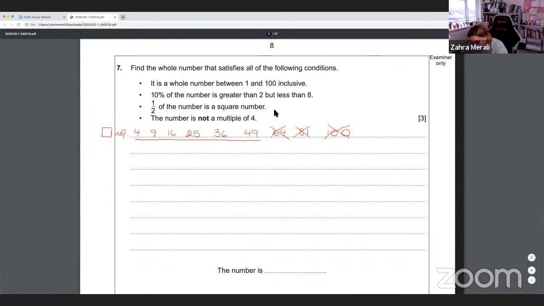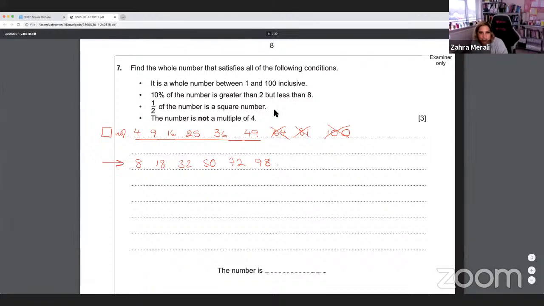So now let's double them. We're doubling 4, we're doubling 9, we're doubling 16, we're doubling 25, we're doubling 36, and we're doubling 49. Okay, so now we've got some options of numbers.